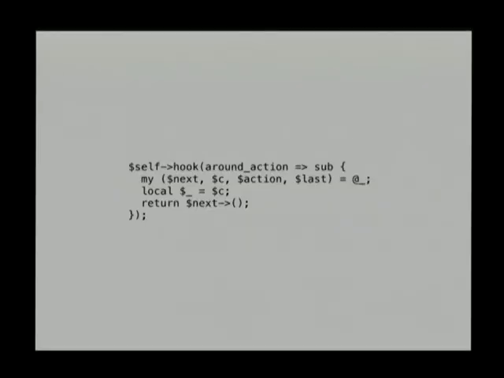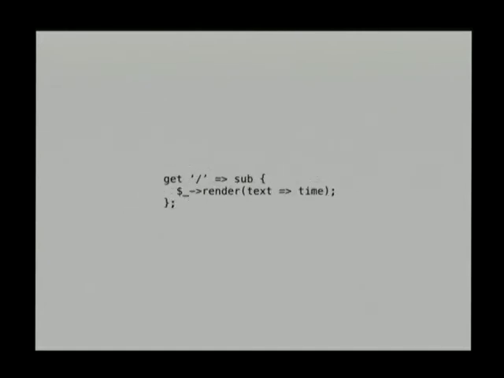Next up, the around action hook. This is a tricky one. It allows us to change how actions work. In this example, we locally assign the current controller to $_ before calling the action with $next. This allows all actions in the application to do this. No more my $self equals @_. And we're actually using this already for one-liners.